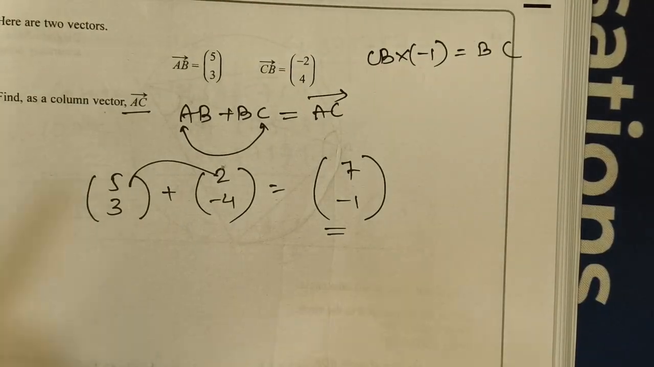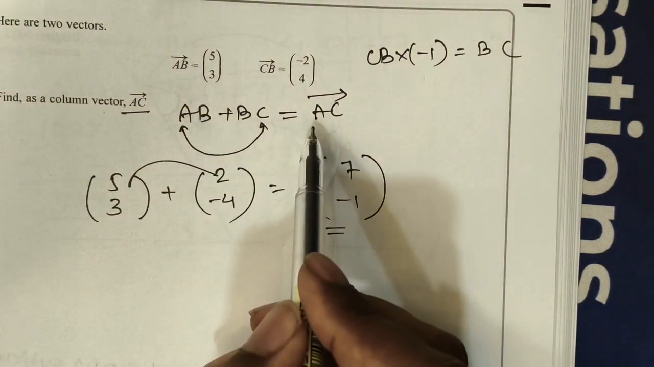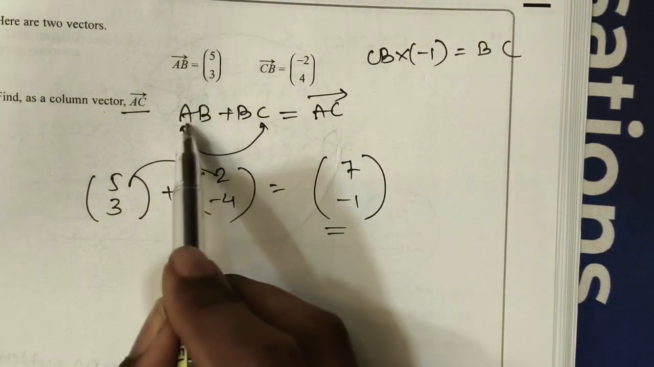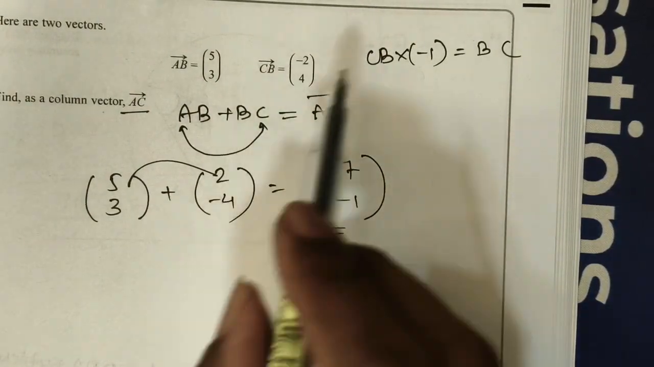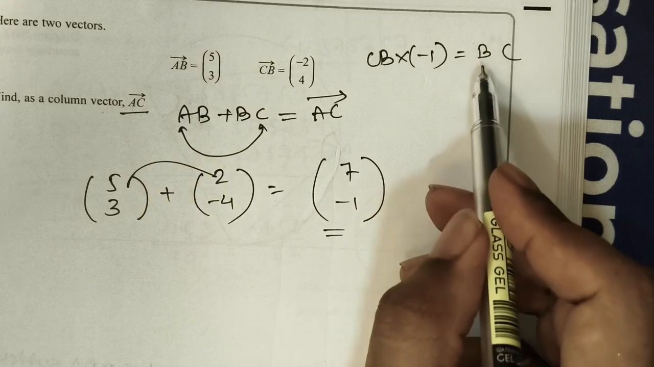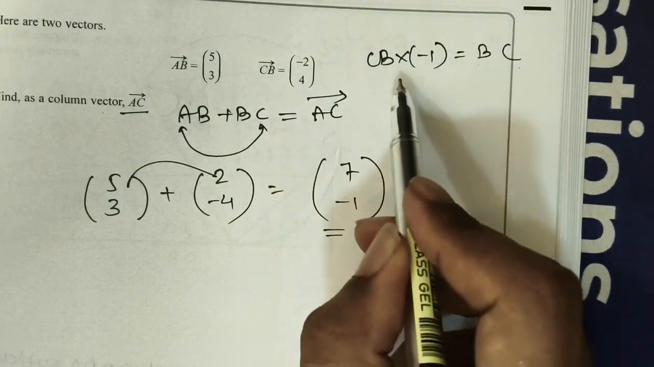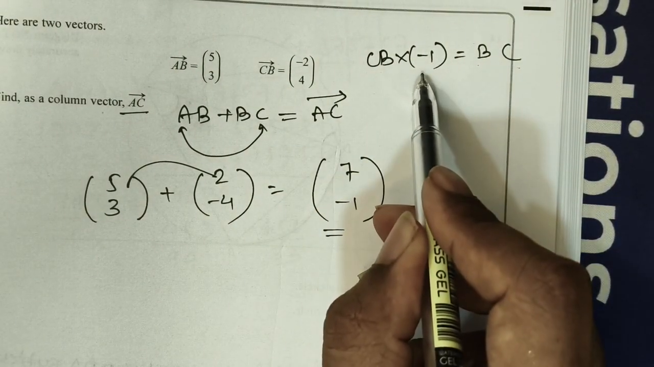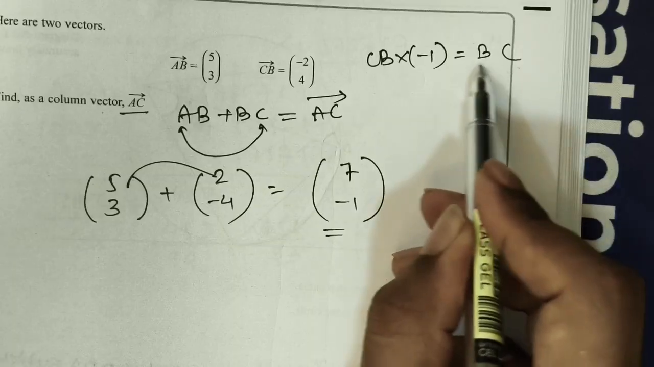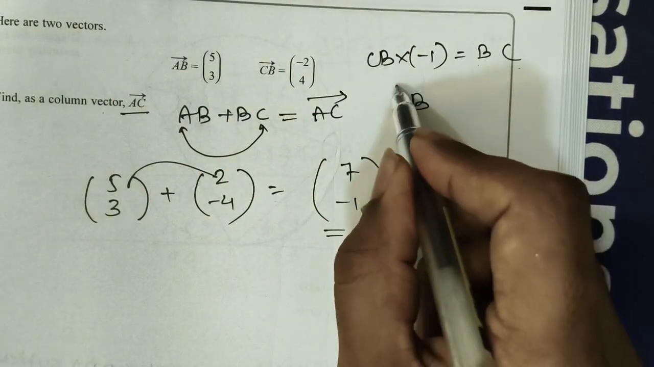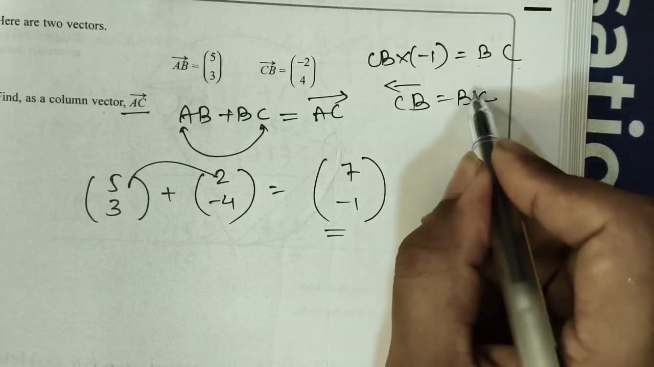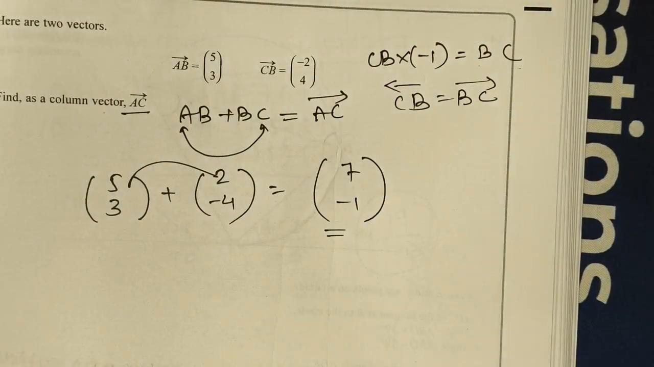Correct. Now there is a vector AC, right? What is AC? AC is AB plus BC. AB is given to us as 5, 3. Now I want to find BC. Now how to find BC when CB is given? CB vector multiplied by minus 1 is going to give me BC, correct? Because the direction is reversed. For that reason, CB reversed is equal to BC straight. That's how it is in simple language.